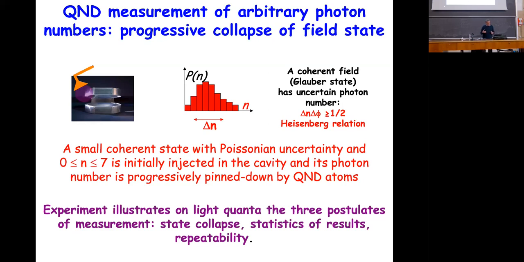I will show you now that by detecting atoms one by one, I get progressively the collapse of the field into a Fock state. Fock means photon number state. This illustrates the three postulates of a quantum measurement that I described in the first lectures: the state collapse, the statistics of the results (if you do the experiment many, many times, you should reconstruct the initial Poisson distribution), and also the fact that the experiment is repeatable. Once you have obtained an eigenstate, the system stays in the same eigenstate as long as you don't have relaxation.